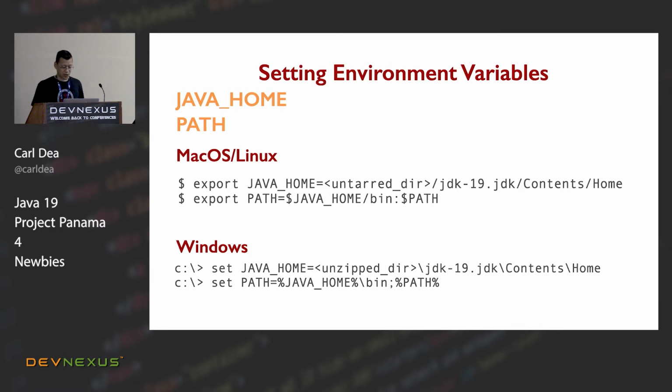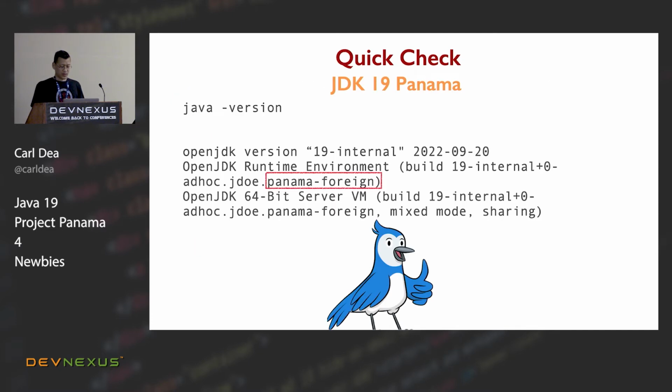So let's get started, assuming you've downloaded everything. Most folks know about setting up their Java home and Java path. You unzip it and you have your path ready. So some self-checks. When you run java -version, it'll say Panama within it. And of course, when you get the production or GA release, it probably won't have that.